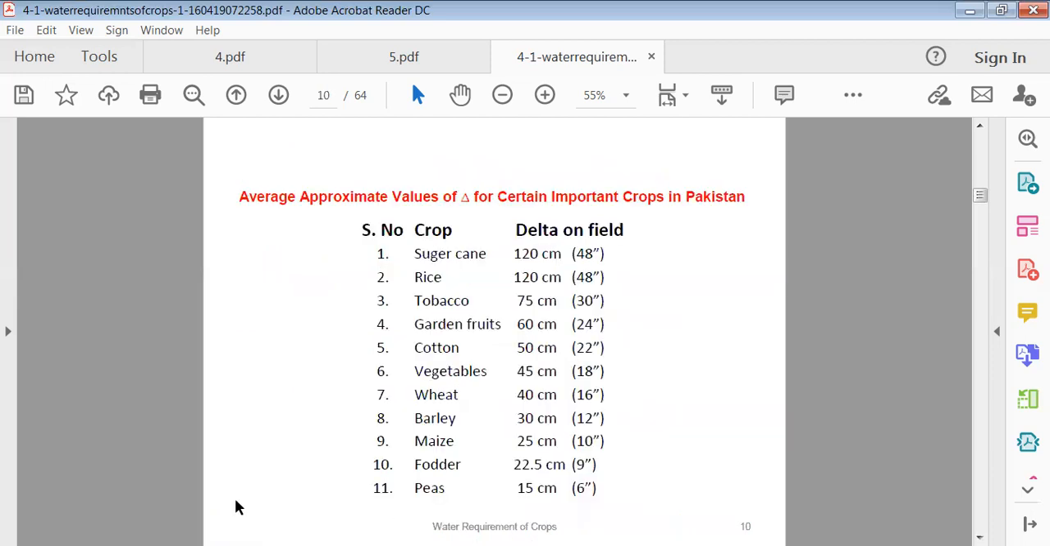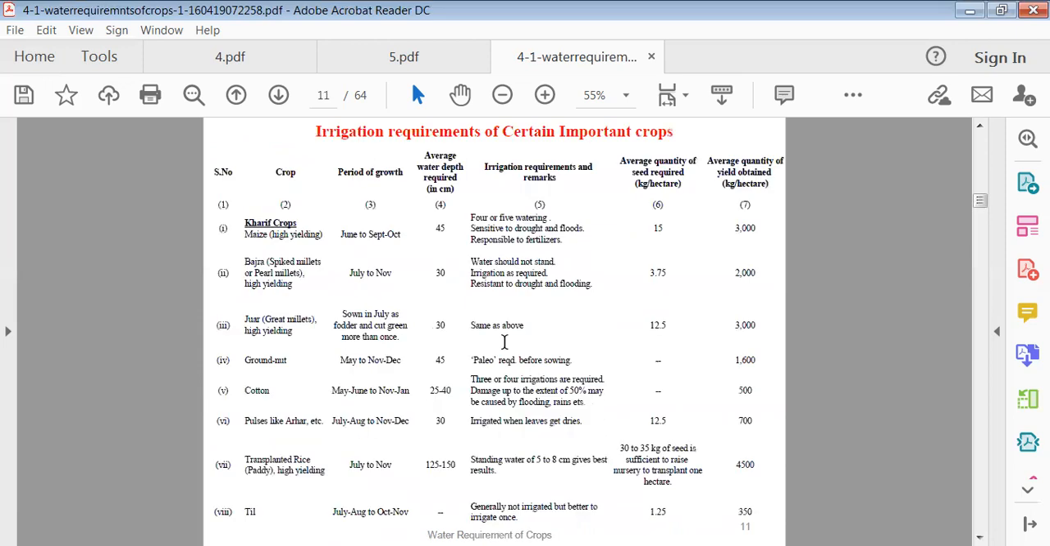Here you can see the average approximate values. Sugarcane requires 120 centimeter, which is the highest, and rice 120 centimeter of water throughout. There are also tobacco, green fruits. According to the crop, the delta varies. It is highest for sugarcane and rice.